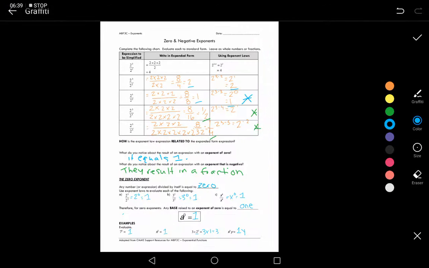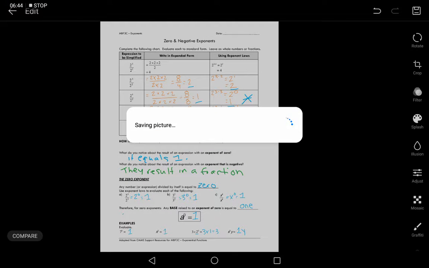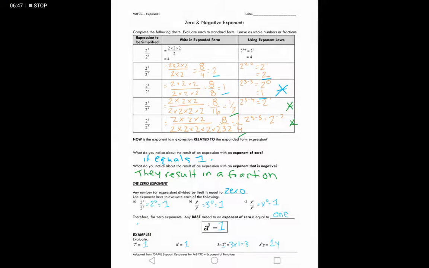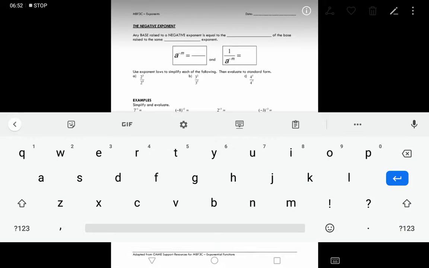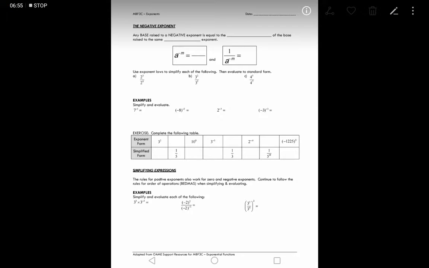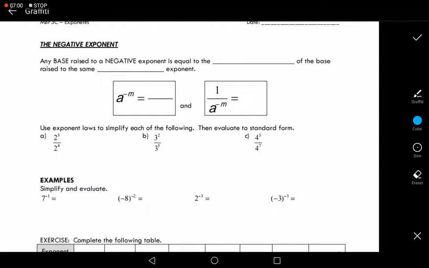Okay, so that's the first half of this note. That's the 0 exponent. So give me a second to pull up the other half, where we will be discussing that negative exponent. So any base raised to a negative exponent is equal to the reciprocal of the base raised to the same positive exponent.